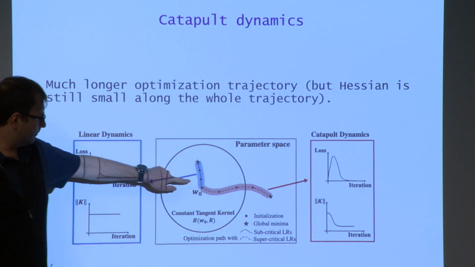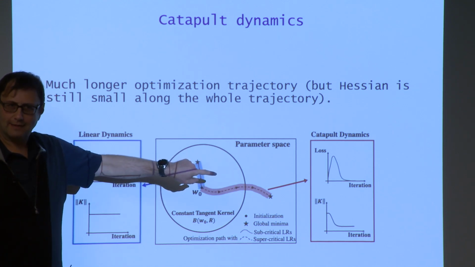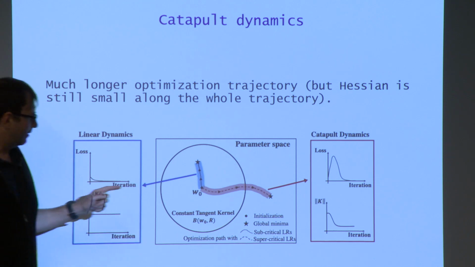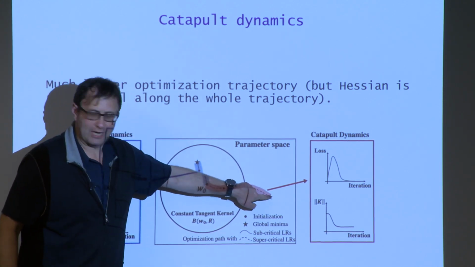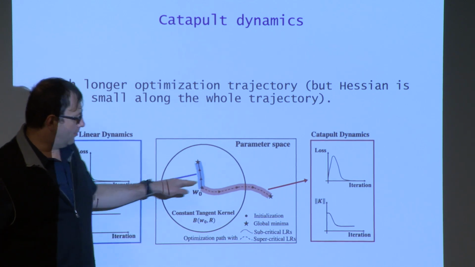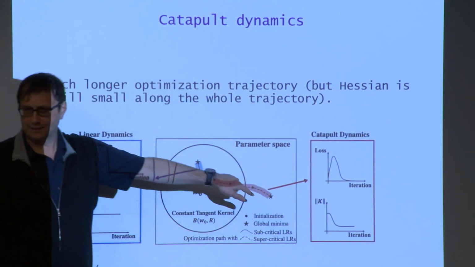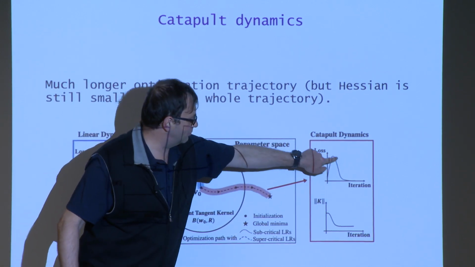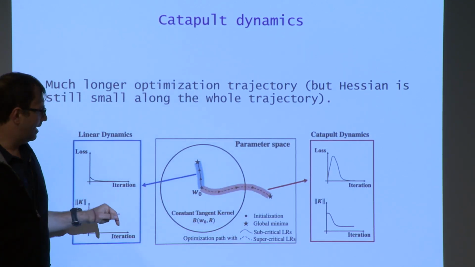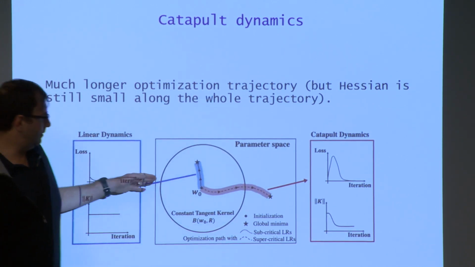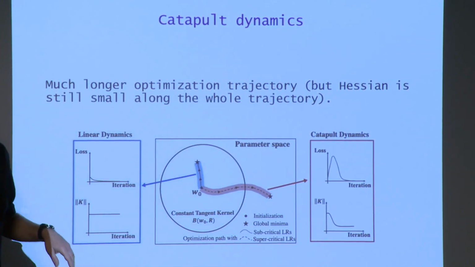Now, if you take a bigger step size, like double the step size, and you get into this catapult phase, you get a much, much longer trajectory. And the interesting thing here is that the kernel changes, it actually decreases. The norm of the kernel decreases. The loss function shoots up and then goes down. And you still converge to a solution, but the trajectory is much longer.